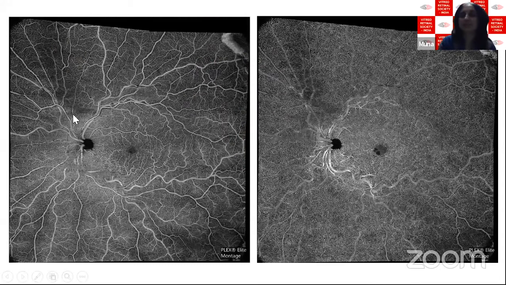Again, this is a patient with a non-ischemic central retinal vein occlusion. Changes are very subtle except for dilation and tortuosity of the vessels. You look at the deep vascular slab. If you look at the superficial vascular slab, you don't see much. But in the deep vascular slab, you see that there is some amount of edema.